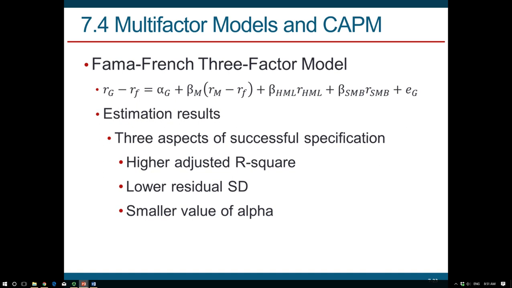And the implication from the Fama-French three-factor model is that, okay, first of all, this beta is not a strong factor that can explain stock return. Instead, we have two other great candidates explaining stock return. One is firm size, and the other one is book-to-market ratio.